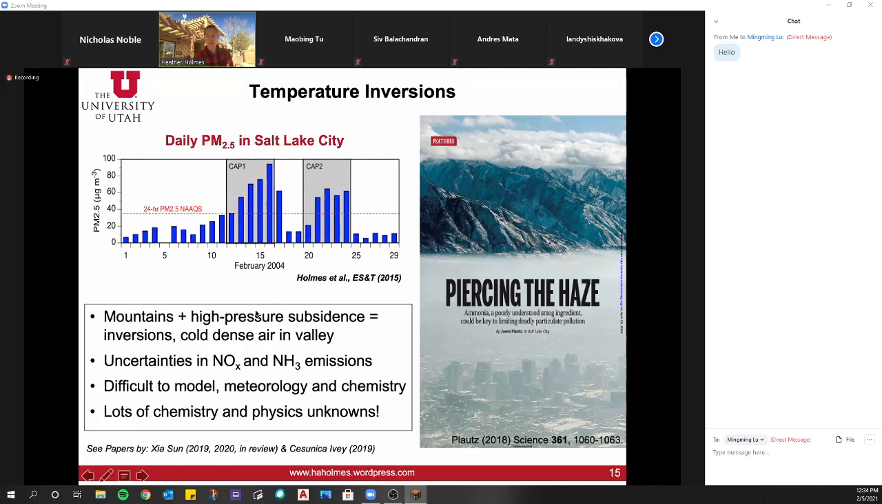This was actually highlighted in Science a couple of years ago. I took this picture from the cover of that story. This is actually one picture. This is Salt Lake City downtown, and it's underneath that layer of pollution. And this is the Wasatch Mountains where you can see clearly above it.